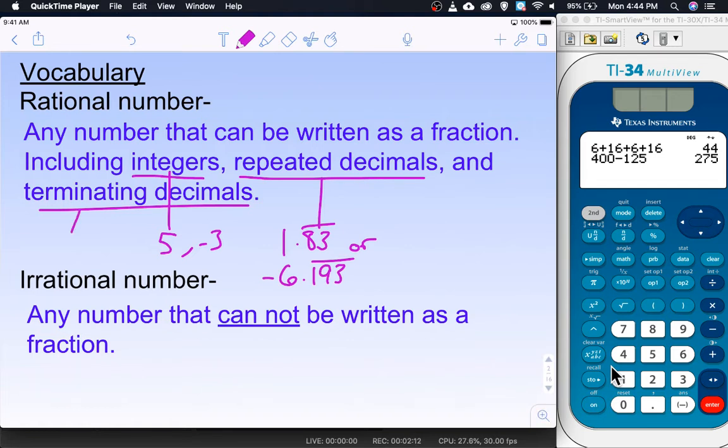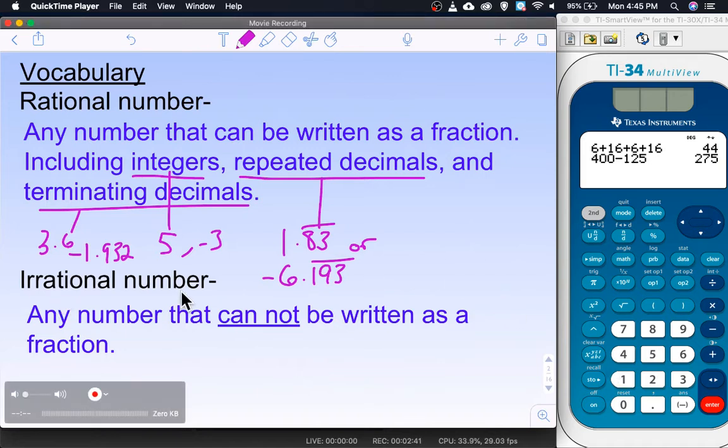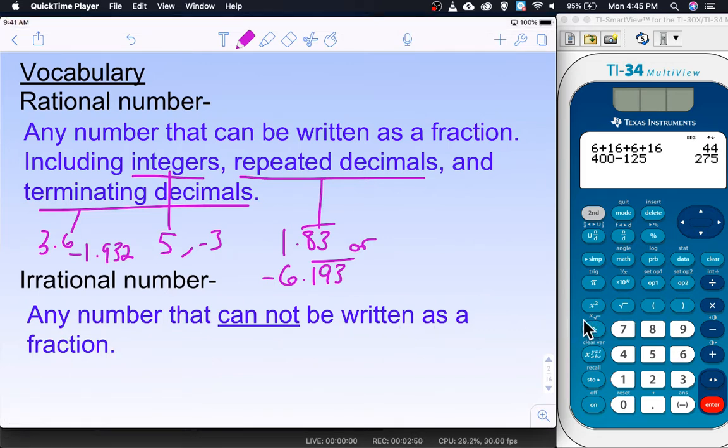And then finally, a terminating decimal would be a decimal that stops. Terminating means stops. So 3.6 is a terminating decimal. -1.932 is a terminating decimal. As long as it stops, it terminates. So all of these numbers can be written as fractions, and we're going to talk about that throughout the next bunch of lessons. Irrational numbers, on the other hand, are any numbers that cannot be written as a fraction. It cannot be done. It is impossible to write it as a fraction.